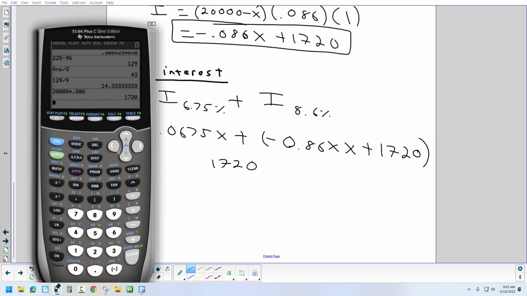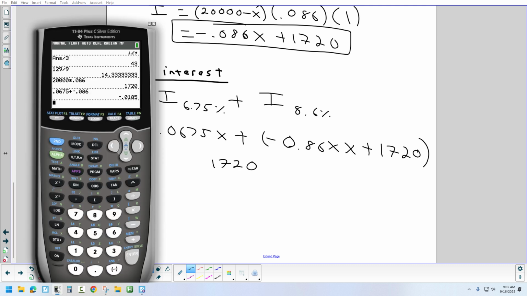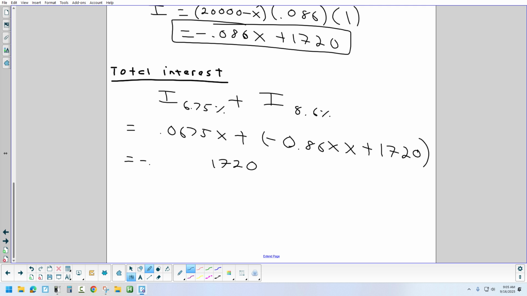And then let's take 0.0675 plus negative 0.086. So it's negative 0.0185. That formula represents the total amount of interest that Bill will earn for 1 year.